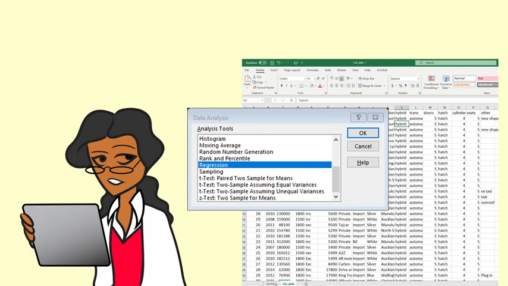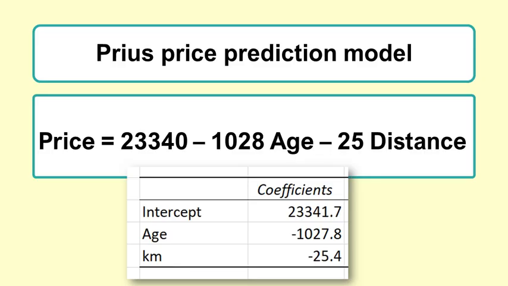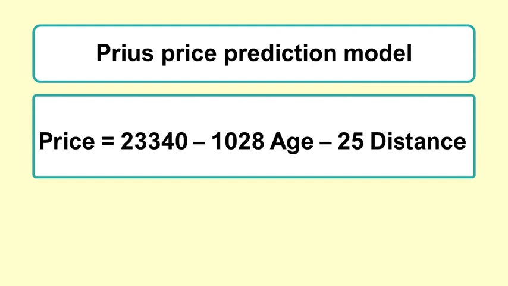Demuth collected data on 50 Prius cars and used Excel Analysis Toolpack to find a regression model. It looks like this: Price equals 23,340 minus 1,028 age minus 25 distance. This model is like a formula to work out the average price for a Prius of a given age and with a given number of kilometres travelled.